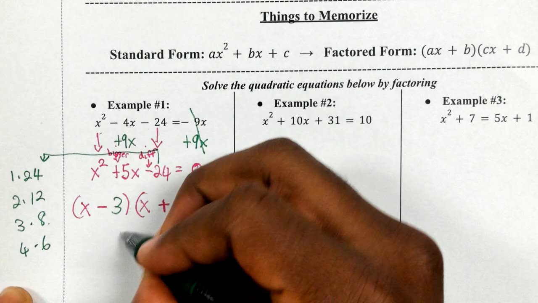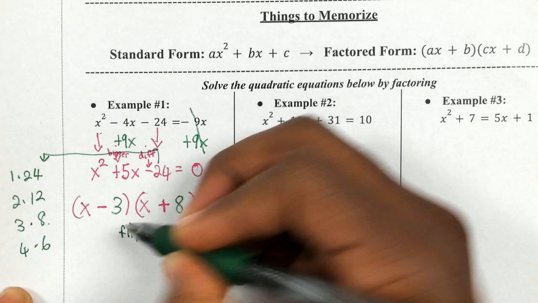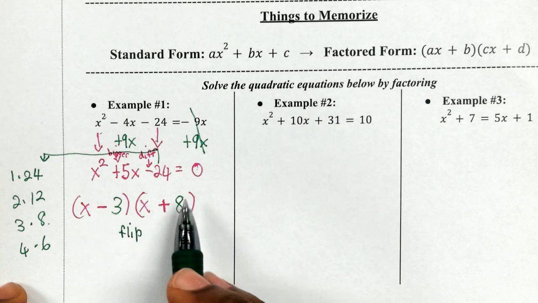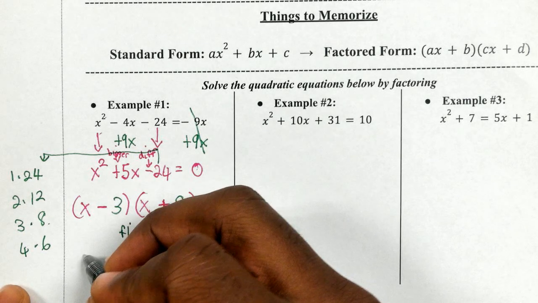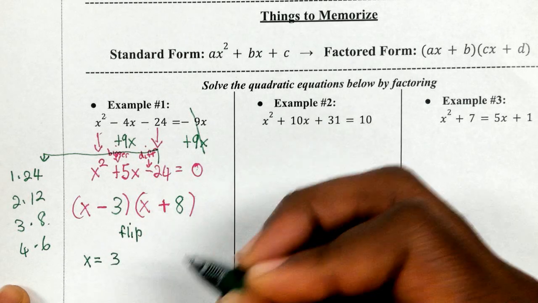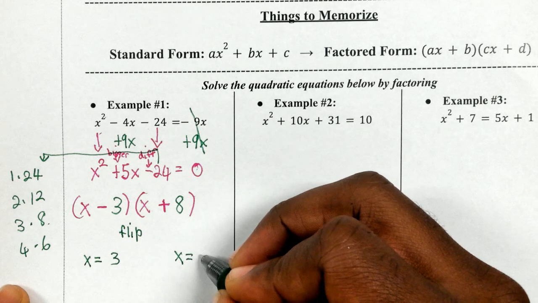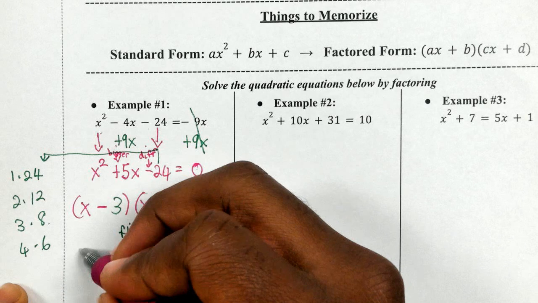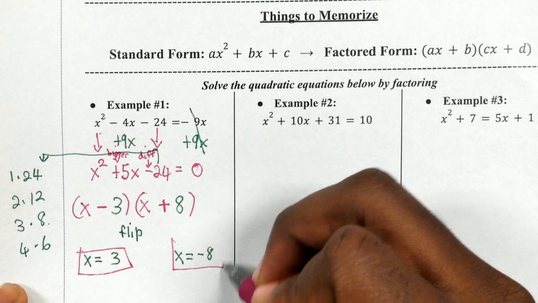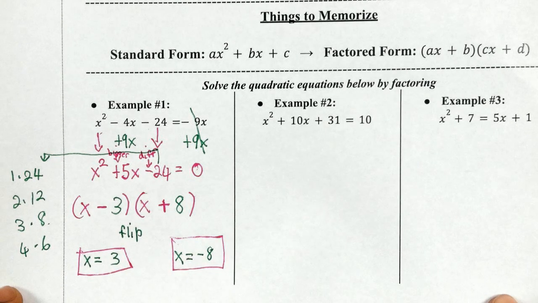Now we're going to flip the signs to get the values of x because this is factored form. These are not values of x. So we're going to flip it, so x is going to be equal to 3, and x is going to be equal to negative 8. Those are my 2 answers. So let's try the next question.